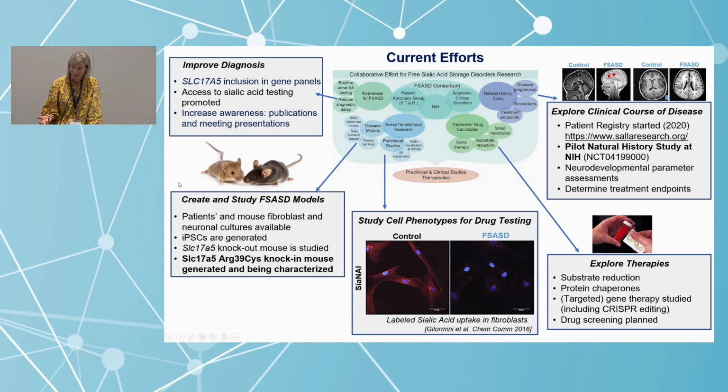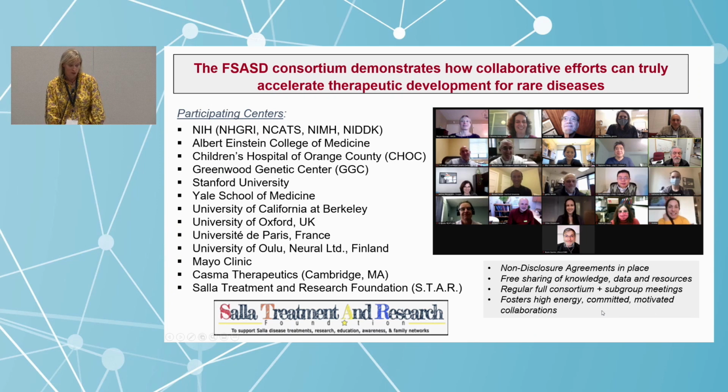Inclusion of the Salla FSASD in this GLIA meeting is another great success, and will increase awareness of the disease. Now, I talked about the mouse models, the cell models, and that we're exploring therapies. As other consortiums have shown in the past, this FSASD consortium demonstrates again how collaborative efforts can truly accelerate therapeutic development for rare diseases.